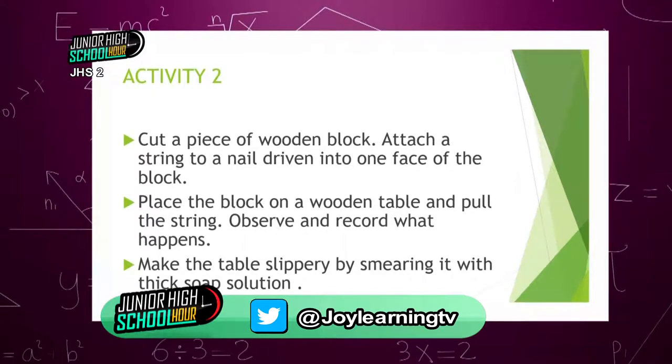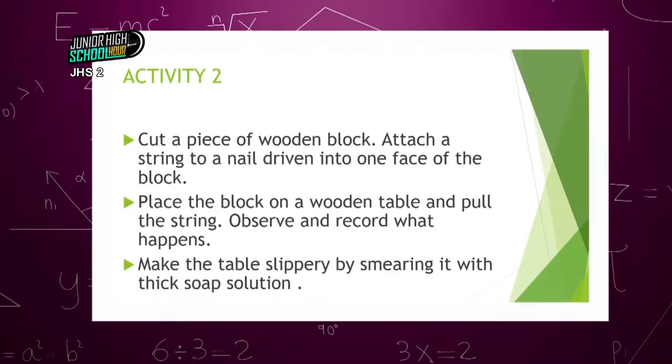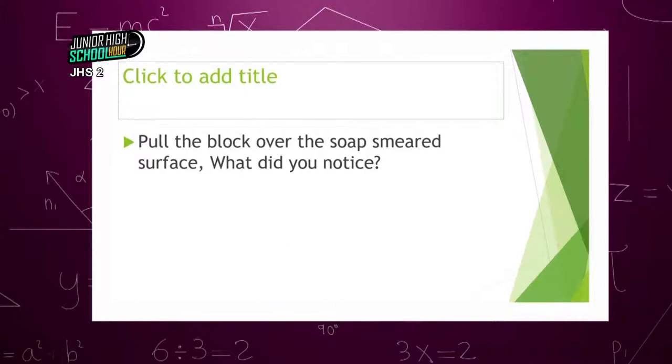The third step in the activity: make the table slippery, the same table you're using. You make it slippery by smearing it with a thick soap solution. So with the first one, the block is placed on the table, then you try pulling the block. With that same table, you smear the surface, making it very slippery with a thick soap solution. Pull the block over the soap smeared surface. Let's look at that observation too.